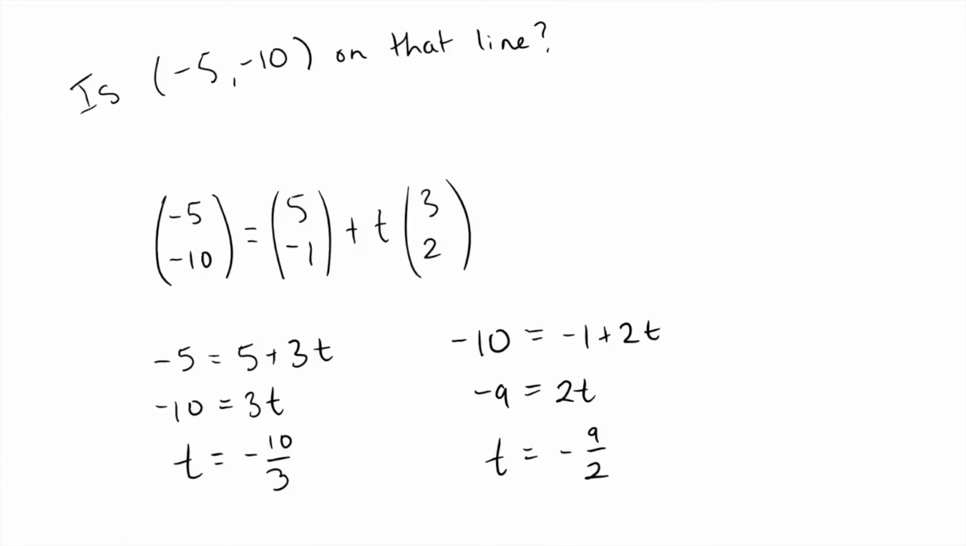Now, while those values may be close to one another, they are not the same value. And because these t parameters are not equal for both the x and y value, I know that negative 5, negative 10 is not on the line. The important thing to remember is that the t parameter is the same t, whether you're talking about the x values or the y values, so it has to match up if a point is going to be on the line.